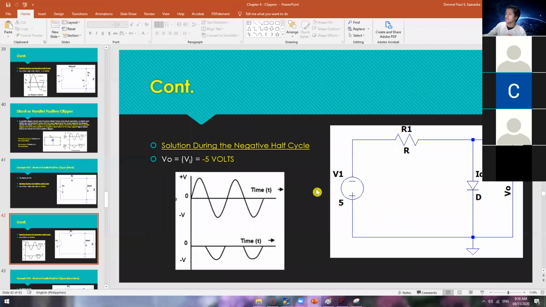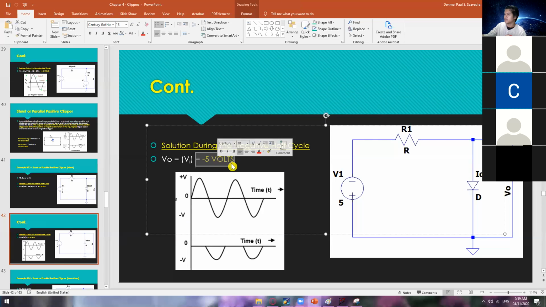And then during the negative half cycle, as you can see right here, negative is now connected to the positive, and positive is connected to the negative. As a result, this diode will now be in reverse bias, wherein our voltage input will pass through our V sub O. So V sub O is now equal to V sub I, because there is no other component in here, only the V sub I, which is of course negative 5 volts.